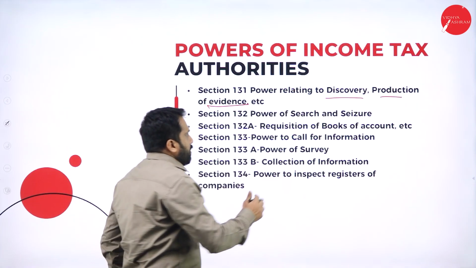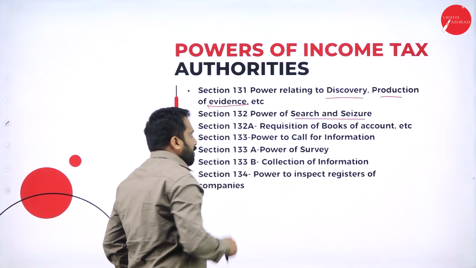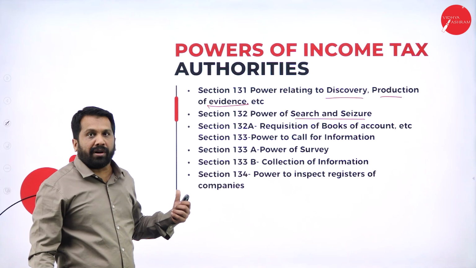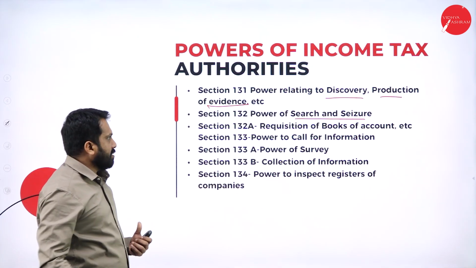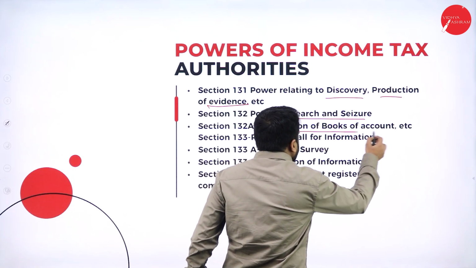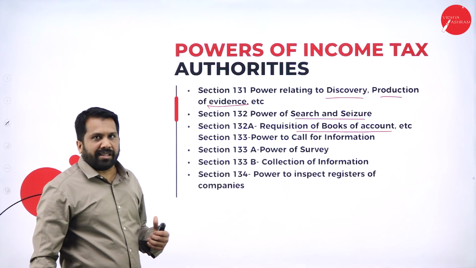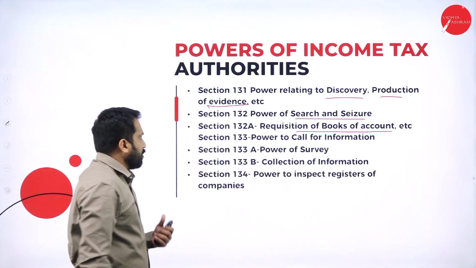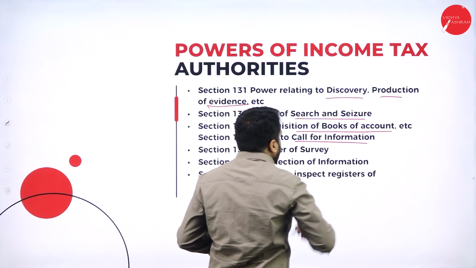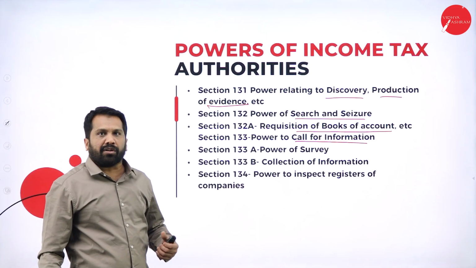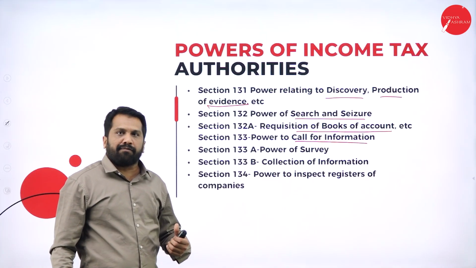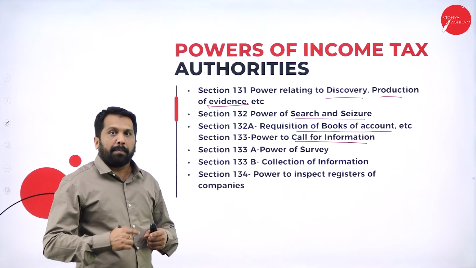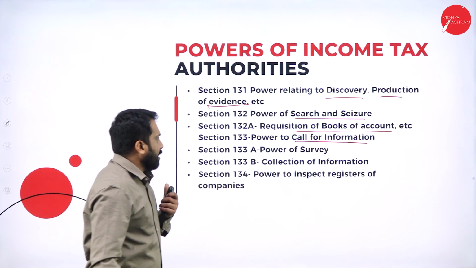Next, power of search and seizure. For example, the assessee is not giving any documents. You can go and seize the branch or head office. Then, requisition of books of accounts. Being an income tax officer, you can go and request or go and order to collect the books. Power to call for information. Assume that all the documents cannot be obtained from the company, so from the outsiders, creditors, debtors, banks. From there also they can collect.